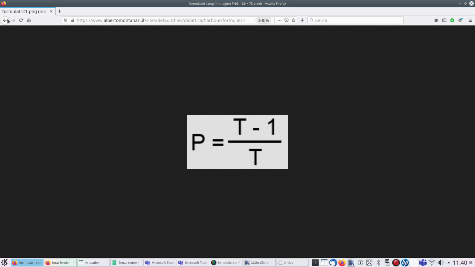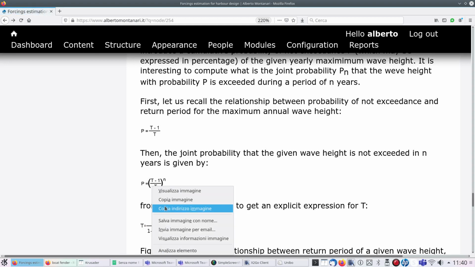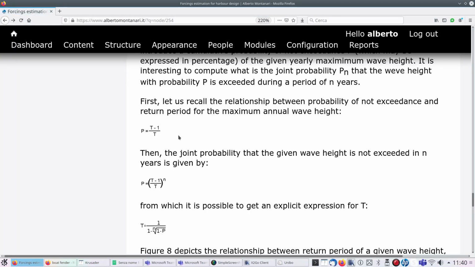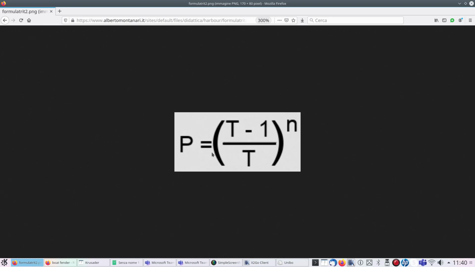Let me look at the chat. I see that you don't have any questions, so I am moving forward. So if I am considering n years, then the probability, and here, sorry, I go back, I think I should have included here a subscript to P. I should have called it Pn, just to make a difference between the probability which refers to only 1 year and the probability which refers to more than 1 year, I will change it. But again, the probability not to exceed a given wave height in a sequence of n years is given by this relationship. This is the law of joint probability. And this is what I am interested in.